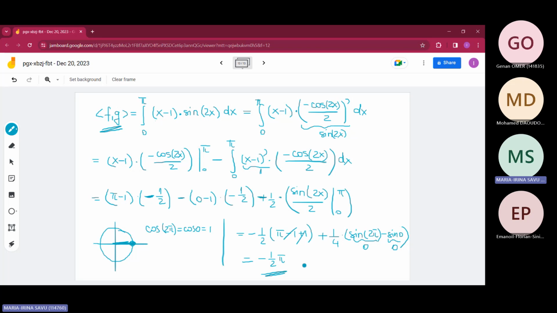Okay, do you have other questions? Can you please explain the part where we did the integration, like the second step? I don't really understand this one. Yes.